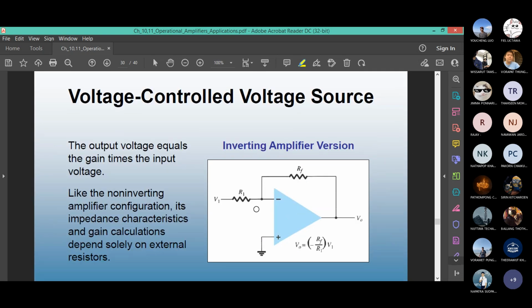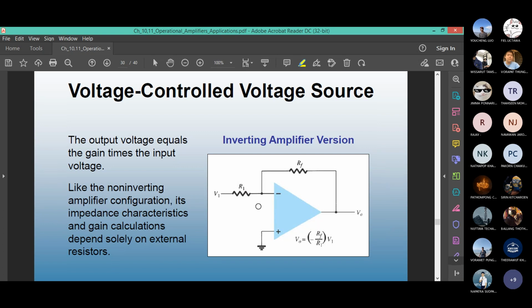Inverting op-amp is quite straightforward. The non-inverting pin is on the ground. Inverting pin has the input. You have your input resistor and feedback resistor. Output equation is this. I can also say minus RF over R1 equals K. So Vout equals K V1 again, satisfying the condition that now you have a source. This is a voltage source. You can treat this as a voltage source controlled by another input voltage V1.